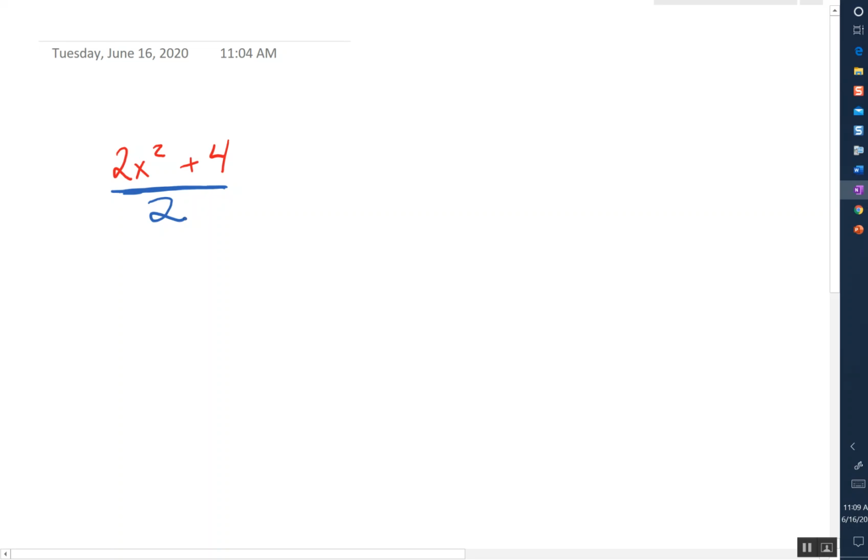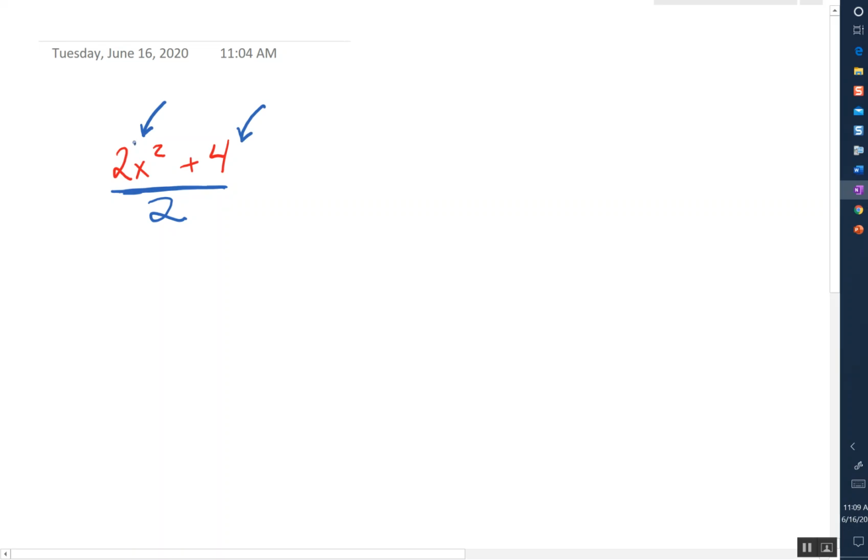Now I look at the variables. This front one has x squared, so it has essentially two x's there that I could divide out. But look, the 4 doesn't have any x's, so I can't divide out any x's. It has to be common to everything in that red expression. So the only thing I can divide out on this one is a 2.